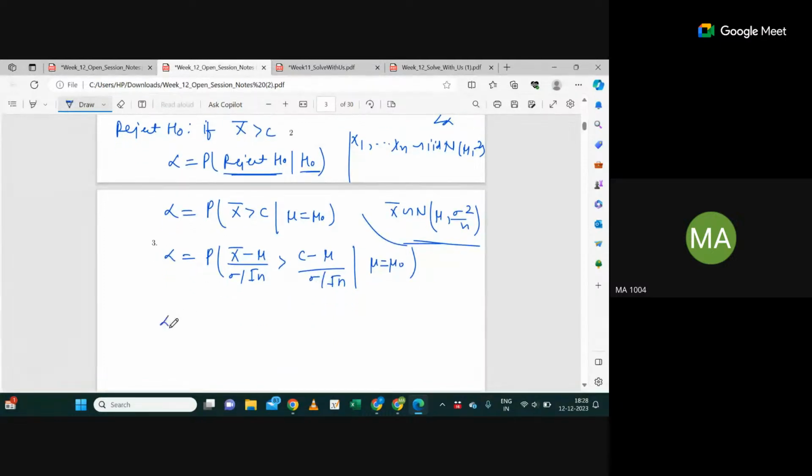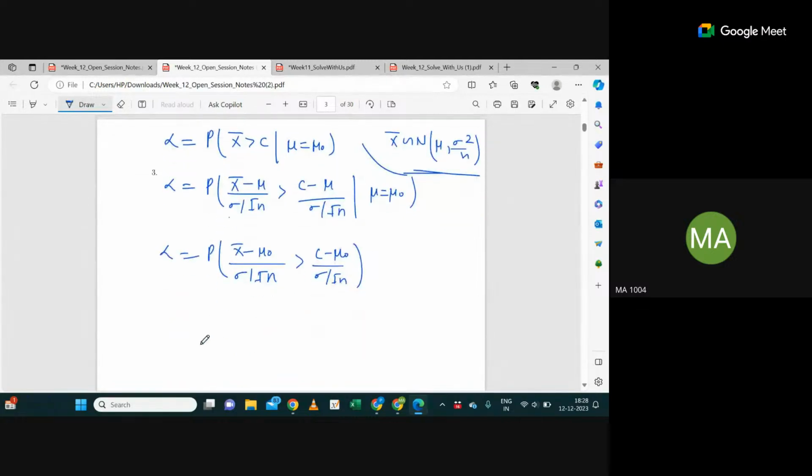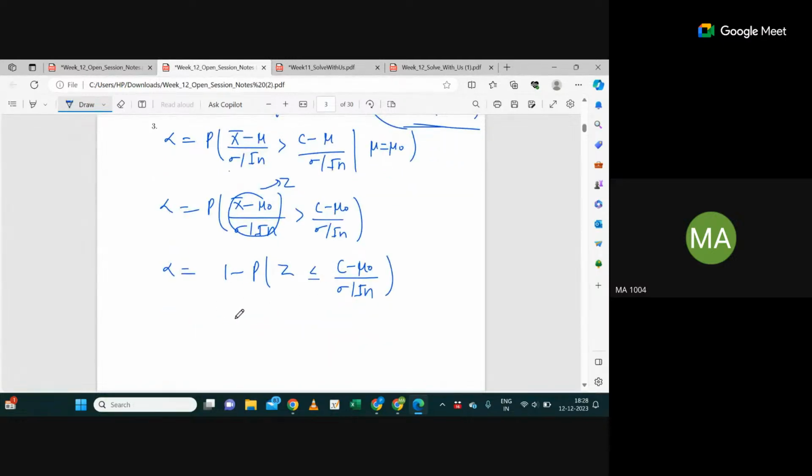So we have to put the value of mu as mu naught. It will be alpha equal to the probability that Z is greater than c minus mu naught divided by sigma by root n. Now the next step: since we have to convert to capital F_Z, it will be 1 minus the probability that Z is less than or equal to c minus mu naught divided by sigma by root n, which equals alpha. So it will be 1 minus alpha.